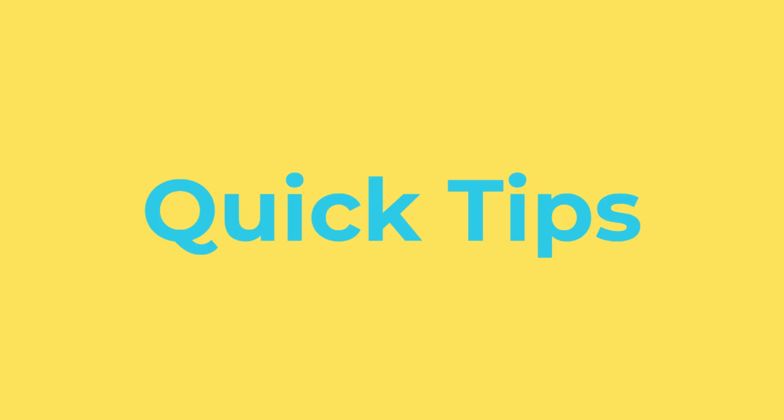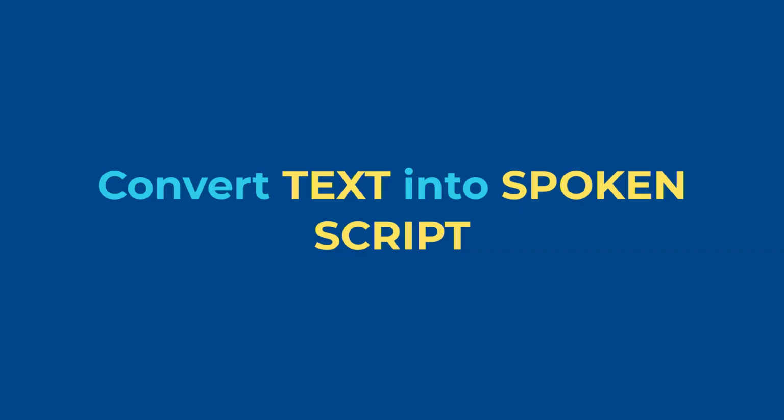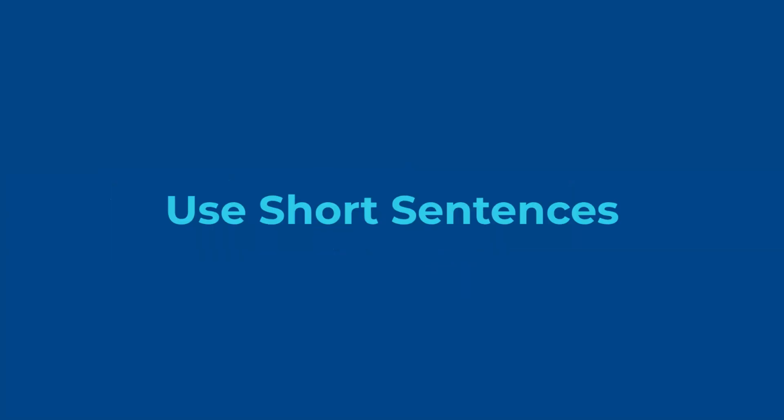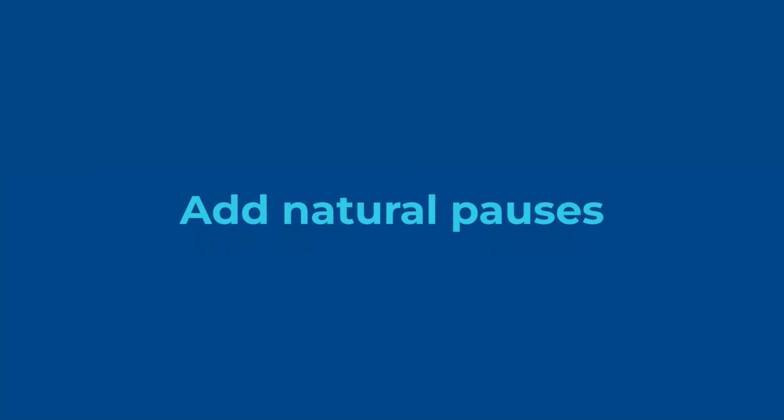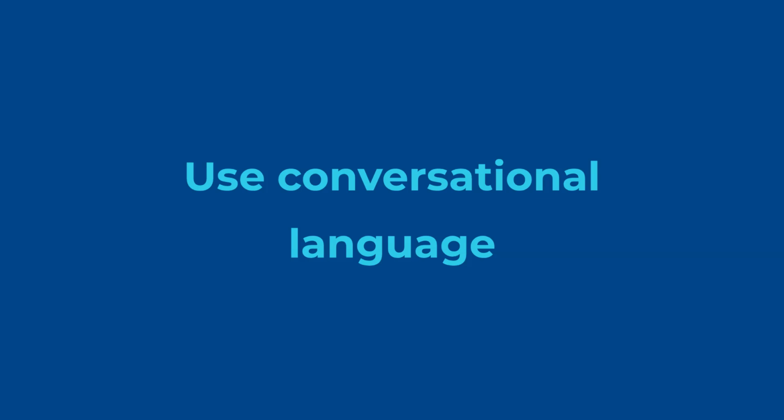So don't just paste any raw text here. Make sure you turn it into a spoken script first. Now, most written content is designed to be read, which is why it sounds a little bit robotic when it's converted straight into audio. So the key here is when you're using spoken script, make sure that you use short sentences, natural pauses, and conversational language in a way that you would explain something to another person.